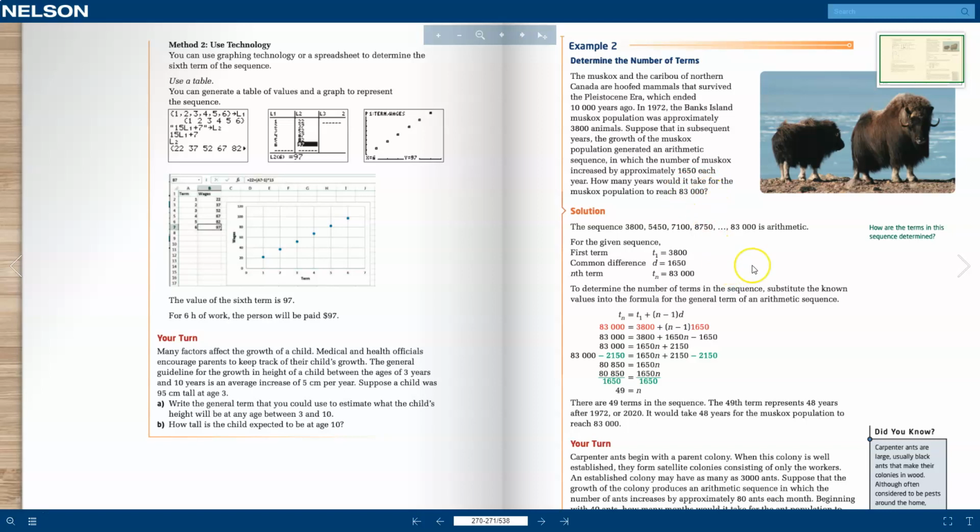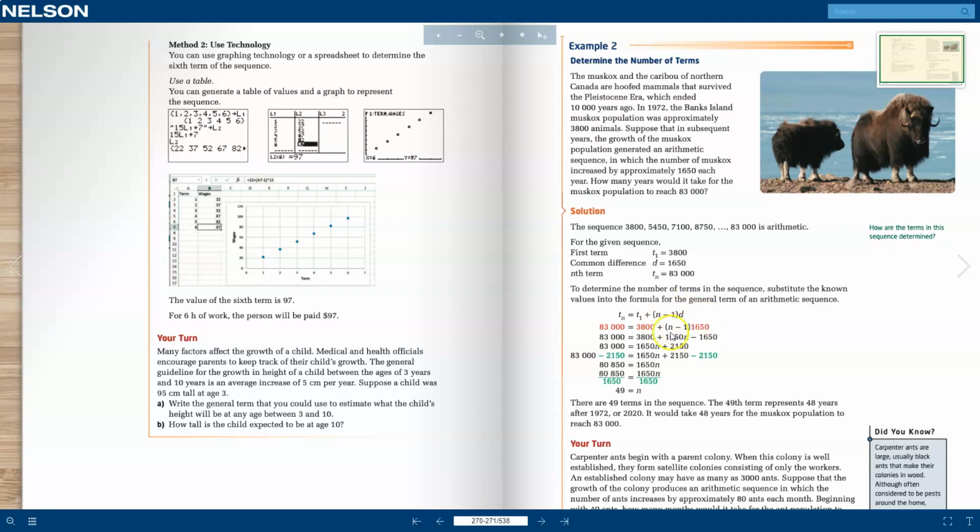So the first thing you want to do with these questions is list all the information you got down. We mentioned T1 equals 3,800. Common difference is D, 1,650. And Tn, after a certain number of years, is going to get up to 83,000. Okay, so now what do you do with these terms? You just plug them into the equation. 83,000 equals 3,800 plus n minus 1 times the d, 1650.